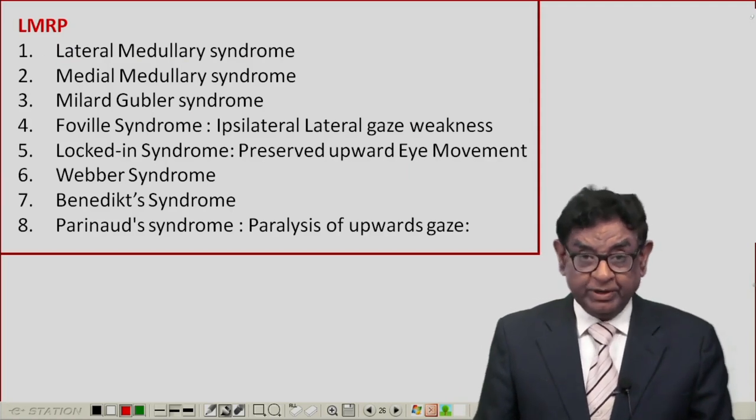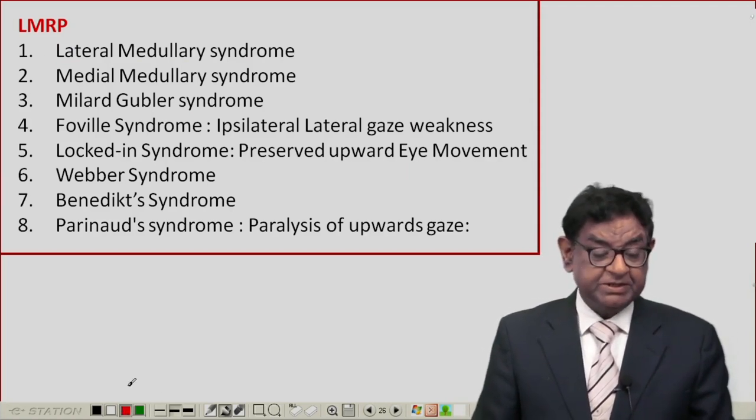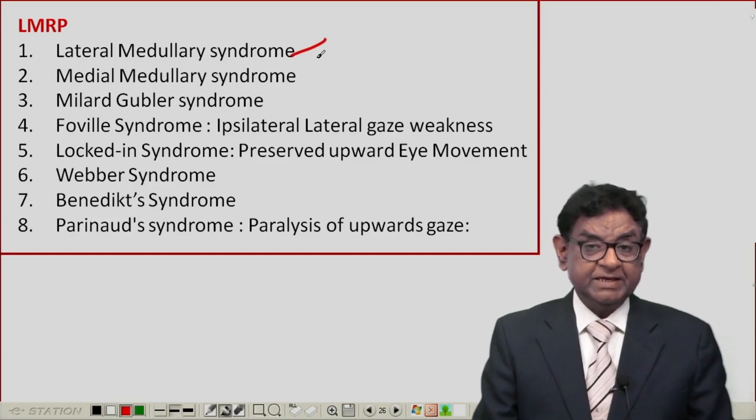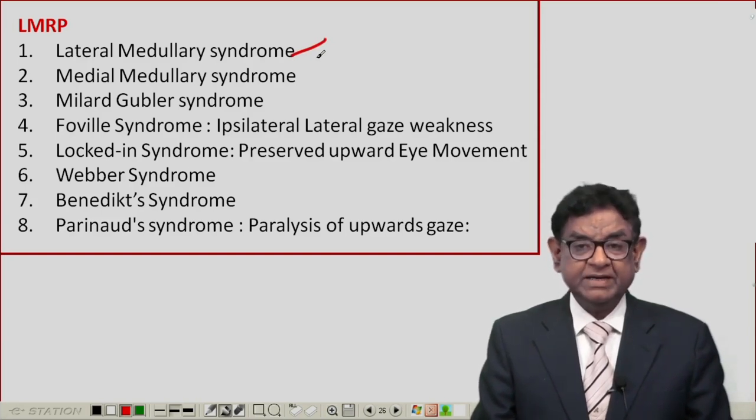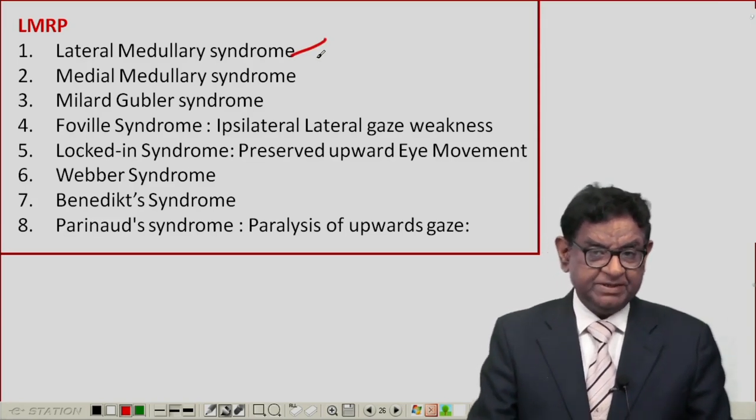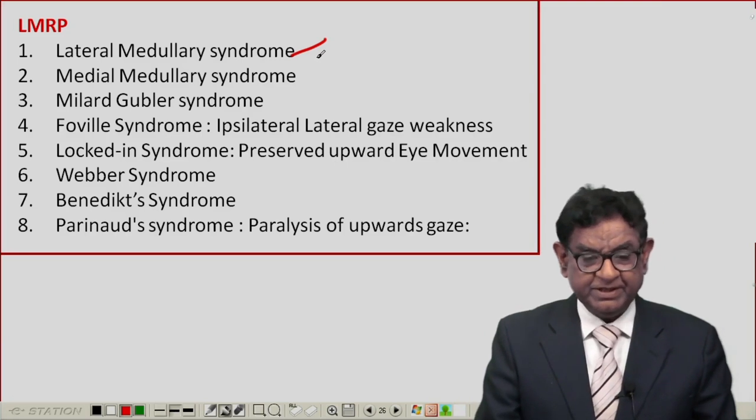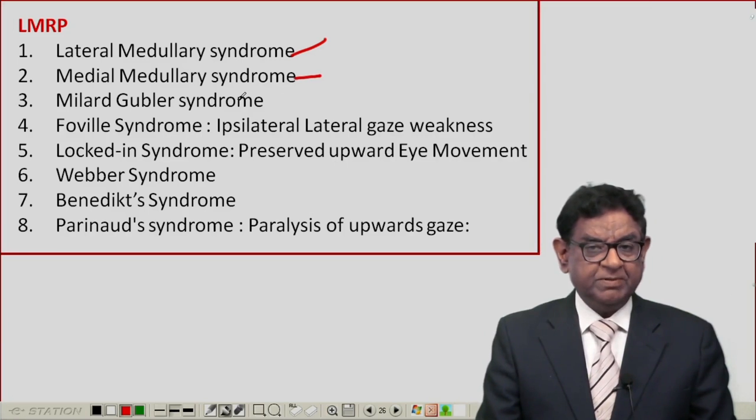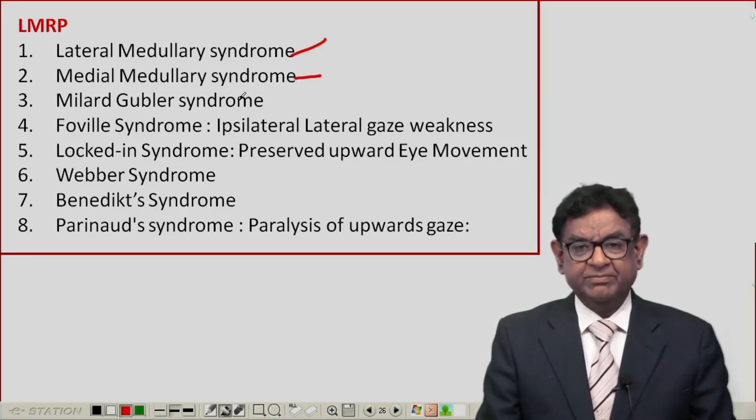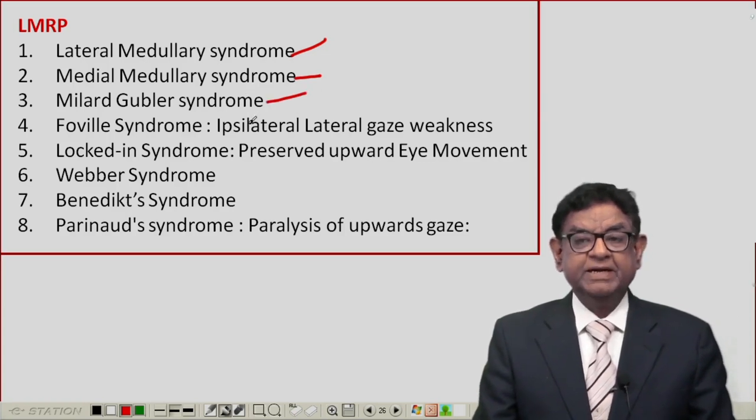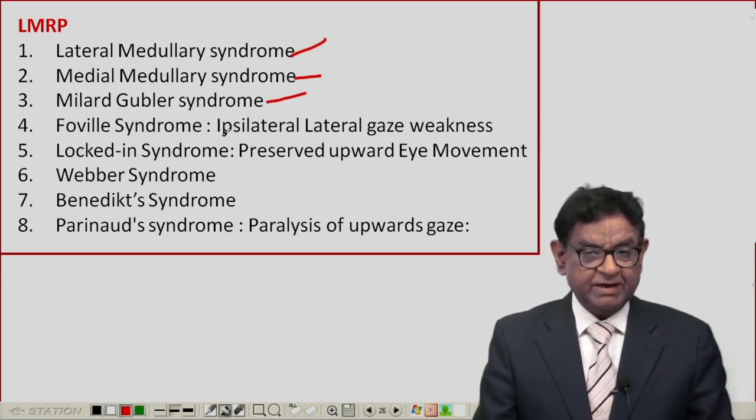Well, a quick recap of what we learned in this particular lecture. We talked about lateral medullary syndrome, so-called Wallenberg syndrome. In this, ipsilateral cerebellar, 10th, 8th, 5th, Horner, and contralateral loss of pain, touch and temperature. Please note here there is no hemiplegia. In medial medullary syndrome, there is ipsilateral 12th nerve palsy, contralateral loss of position and vibration, and contralateral hemiplegia is there. Millard-Gubler: ipsilateral 6th, 7th and contralateral hemiplegia.